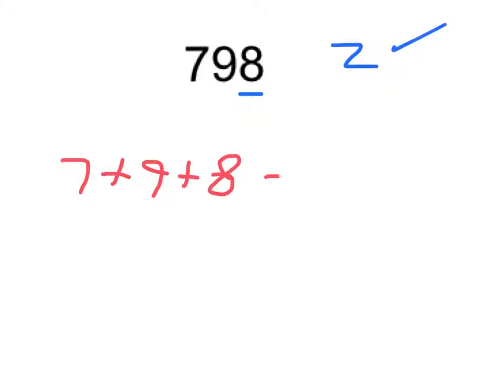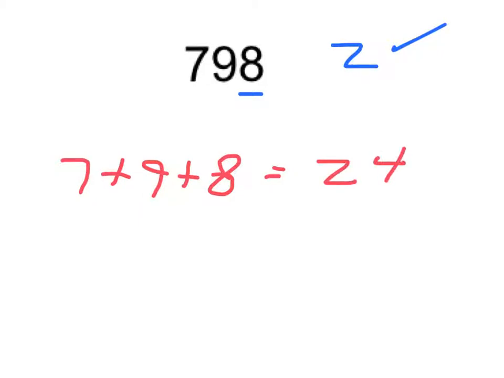Okay, one more example. 798. First we'll check if it's divisible by 2. We look at the ones digit. It's an even number. It ends in an 8, so it is divisible by 2. Let's see if it's divisible by 3. We have 7 plus 9 plus 8, which equals 24.